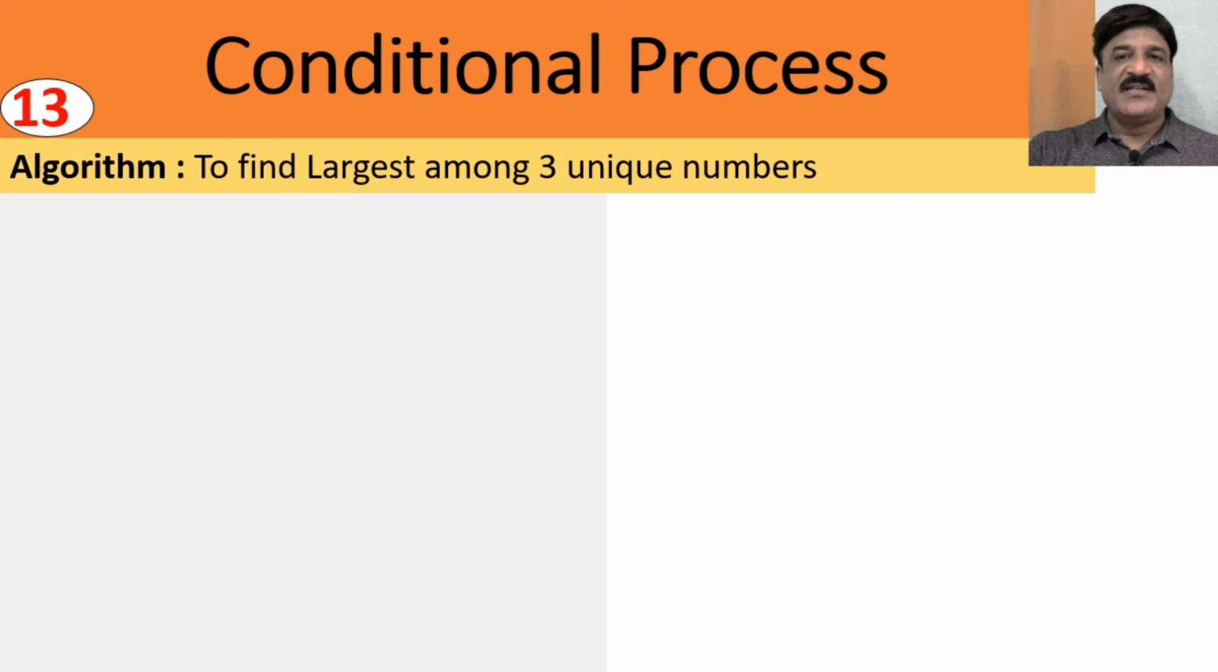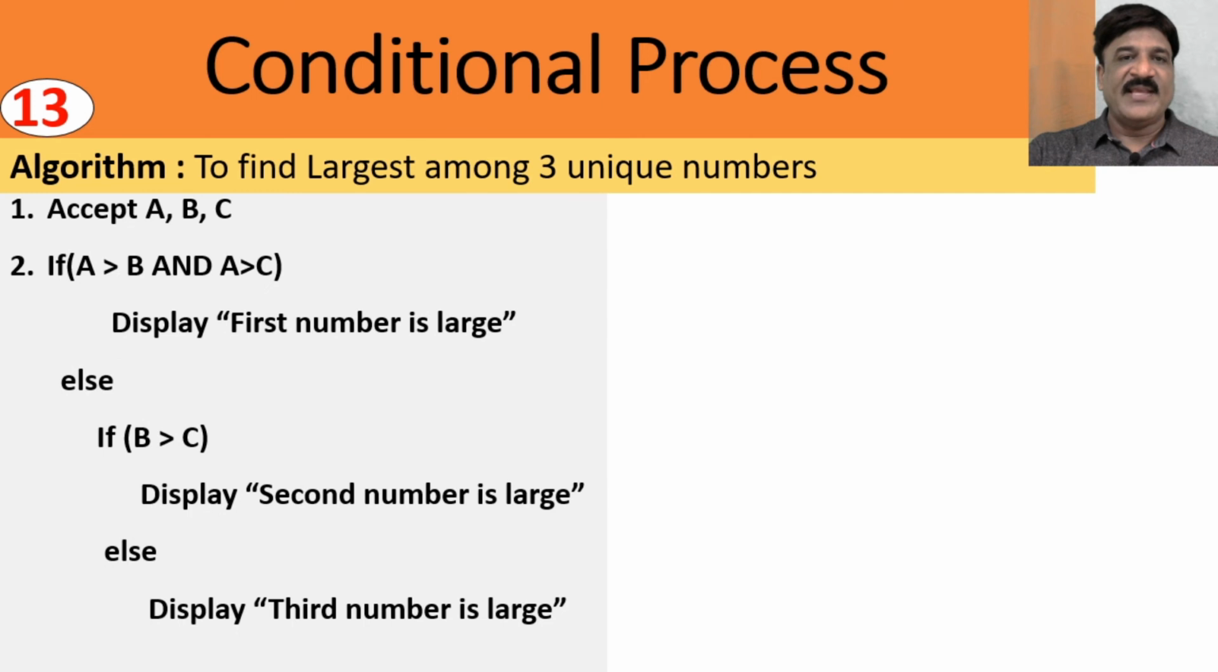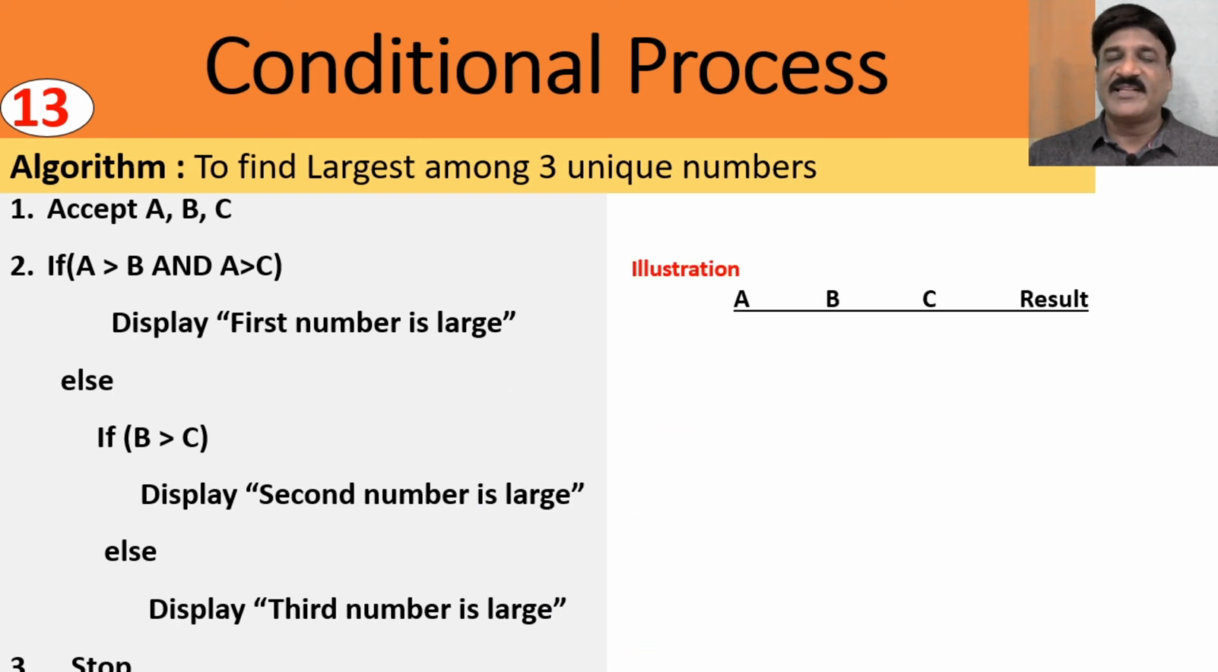Same problem, to find the largest among three unique numbers: accept A, B, C. Then if A is greater than B and if A is greater than C, display what? First number is large. Else if B is greater than C, display second number is large. Else third number is large. Okay, so again we will illustrate this particular algorithm by taking certain sample data.